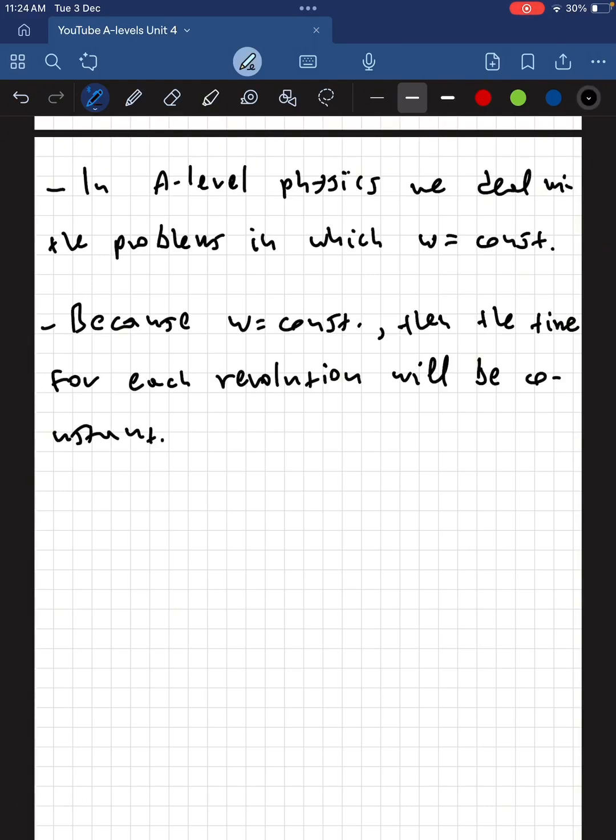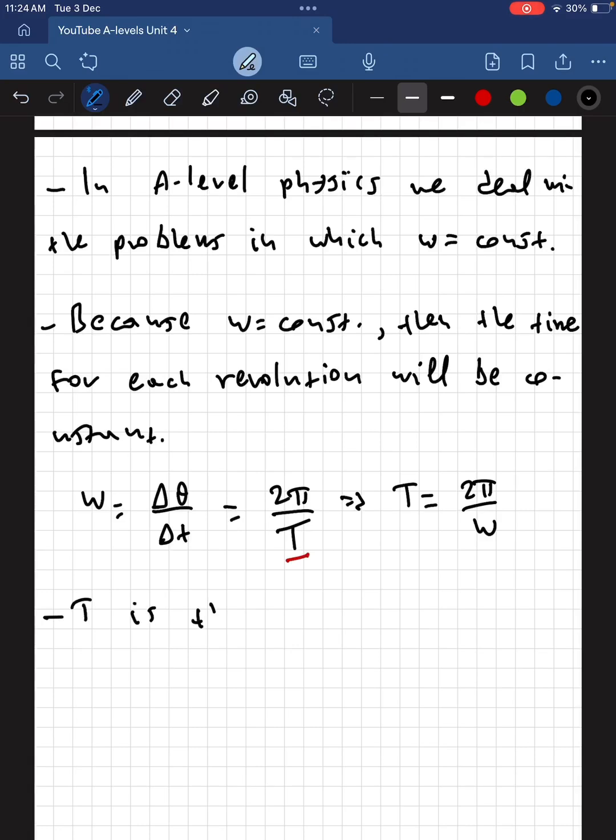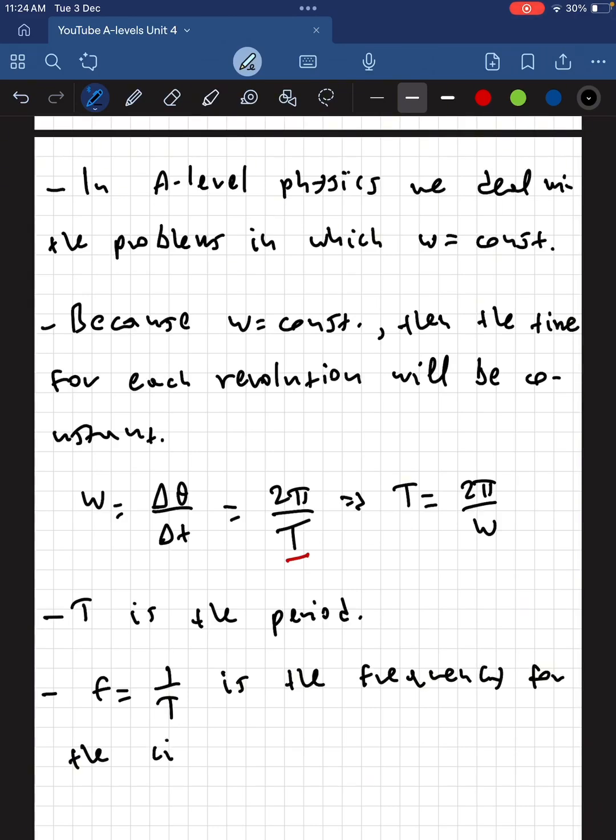So from the definition, omega is delta theta over delta t. So if we define the time for one revolution to be capital T, then omega is also equal to 2 pi over T, where this T is the period. So solving for the period will give you T equal to 2 pi over omega. T is the period. In physics, whenever we deal with a period, we can also define a frequency. So f is 1 over T, the frequency for the circular motion.